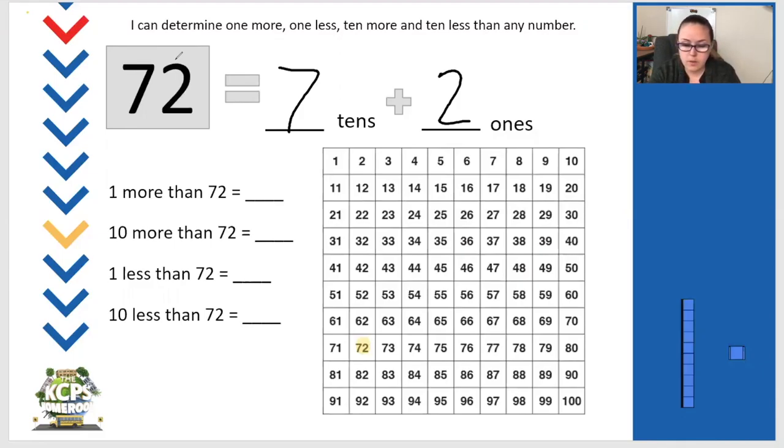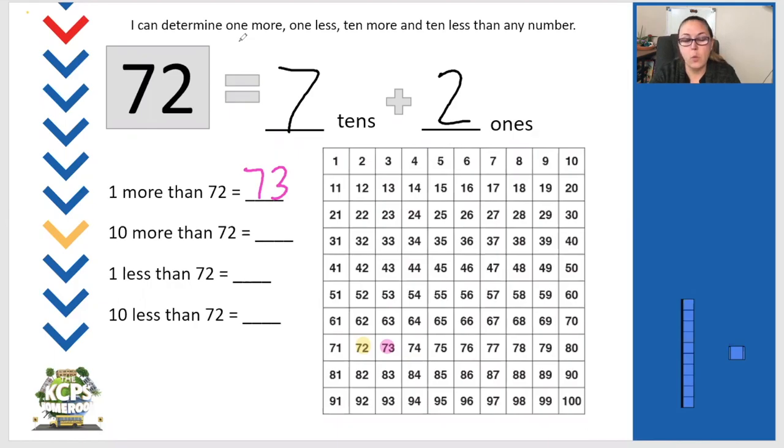So when we're talking about one more than, we need to take 72 and add one to it. On the hundreds chart, can you tell which direction I should move? Should I move to the right? Should I move to the left? Should I move up or should I move down? Which direction will give us one more than 72? That's right, we know that one more than 72 is 73. And I can find that on my hundreds chart by moving one spot to the right.